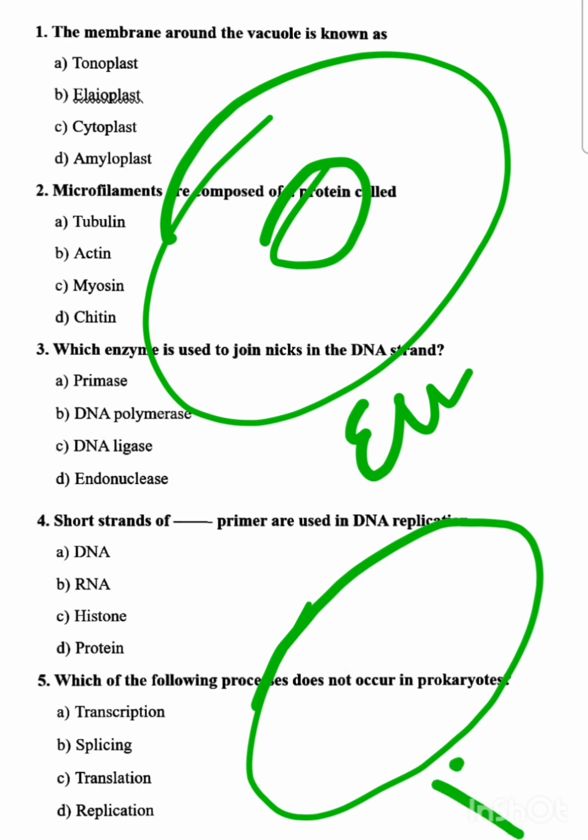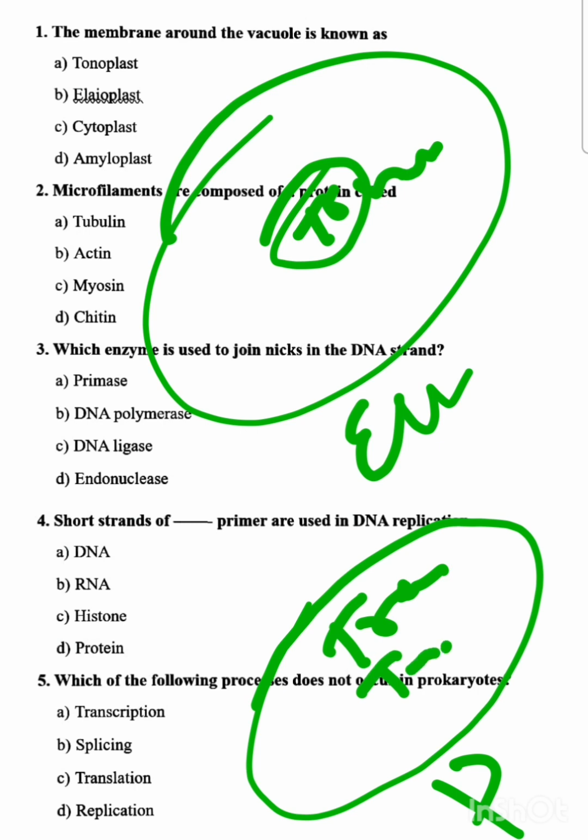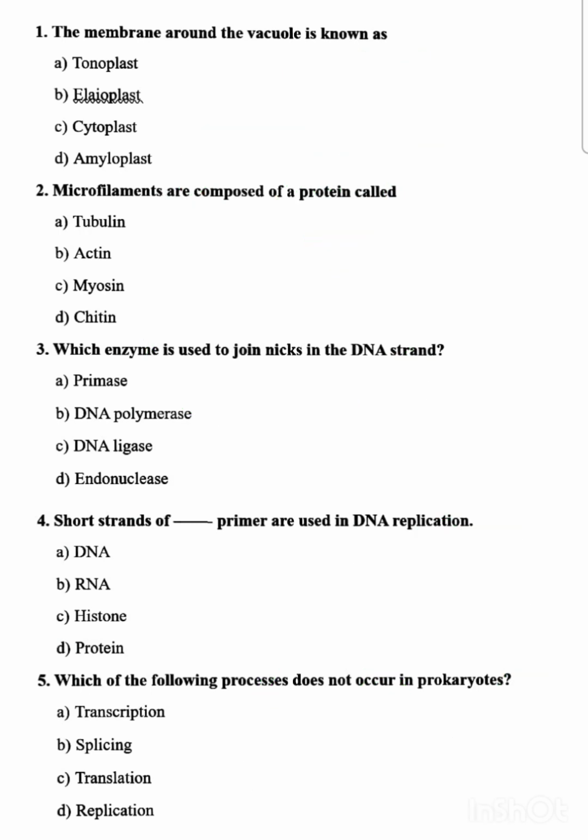In eukaryotes, the transcription process occurs inside the nucleus, and then the mRNA strands come out from the nucleus and enter into the cytoplasm where the translation occurs. But in prokaryotes, both transcription and translation occur inside the cytoplasm. Then replication also occurs in prokaryotes. So what is the answer? The answer is splicing. Do you know what is splicing?